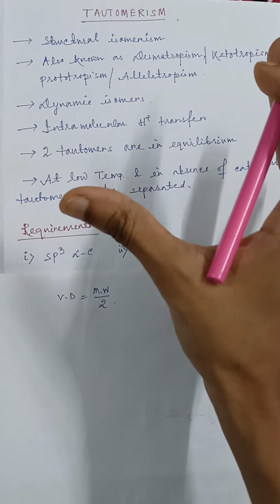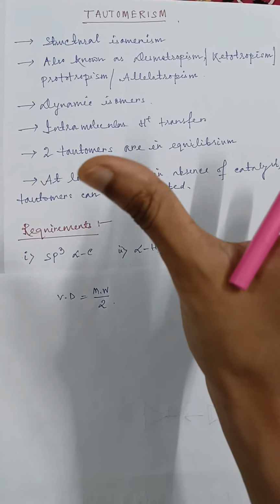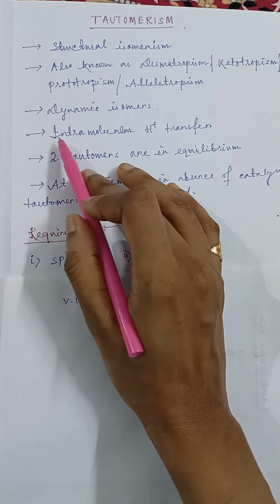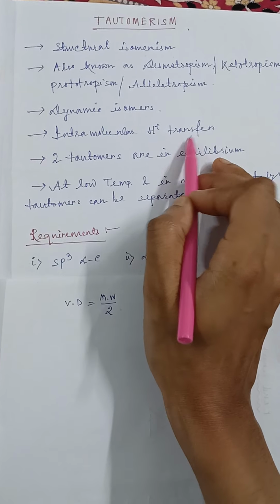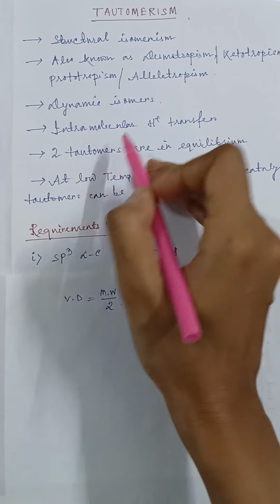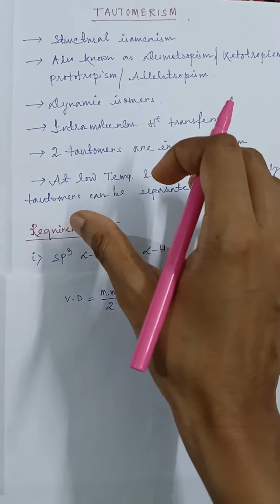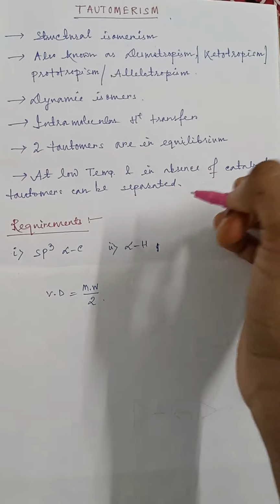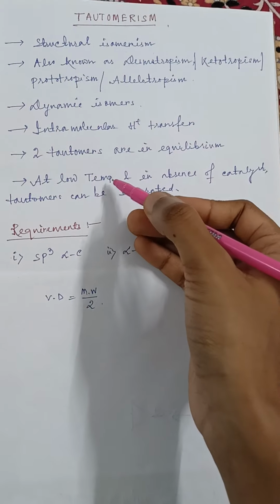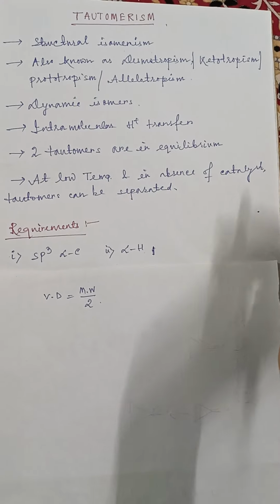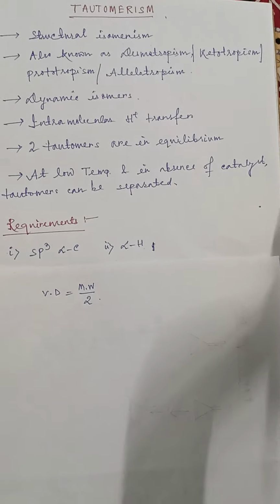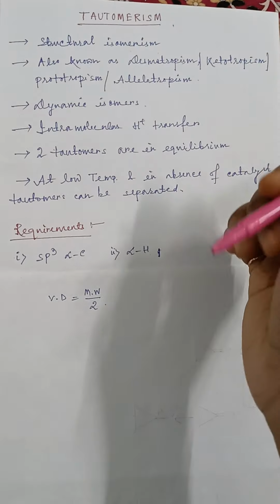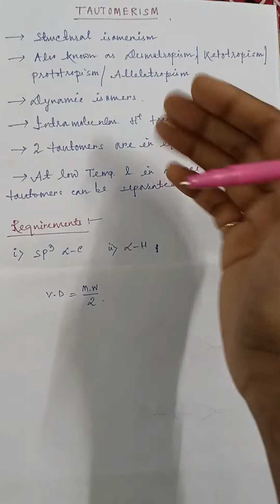Now, in a nutshell, if I describe tautomerism in a simple line, it is nothing but intramolecular proton transfer. Intramolecular means what is happening inside the compound. The very last point is that at a very low temperature and in absence of catalyst, these two tautomers can be separated.